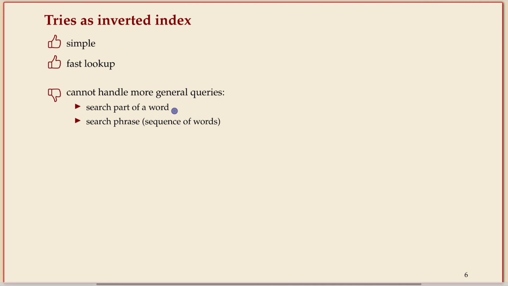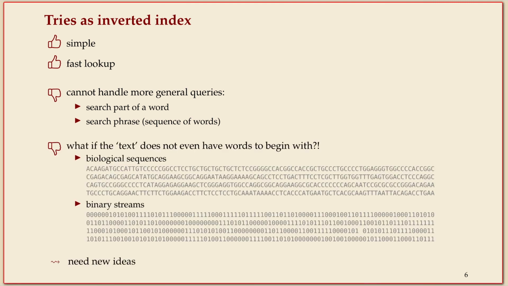If we're trying to search for just a part, a segment of a string, just a substring, or we want to find the occurrences of several strings after each other, then the tries don't really help us much. And even worse, if we have biological sequences or other more general binary data without a specific separation into words, then the trie doesn't help us because we don't know what to put into it. It's not so clear.